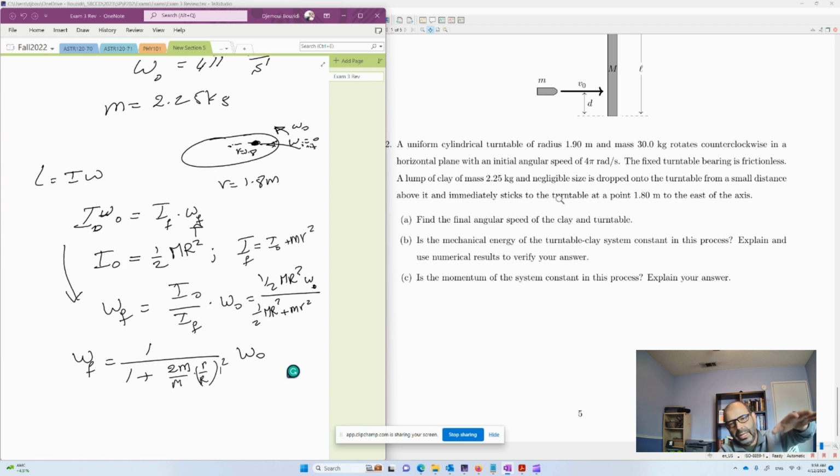Of course, it was spinning, and now you add something to it. Its moment of inertia increases, therefore it's going to slow down. That's basically what this is, and you can find exactly how much.